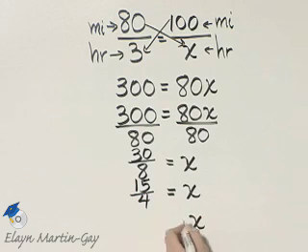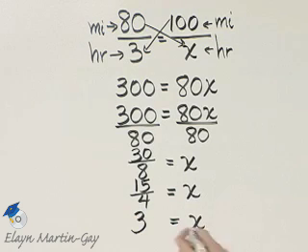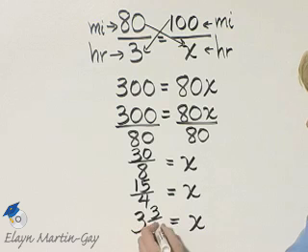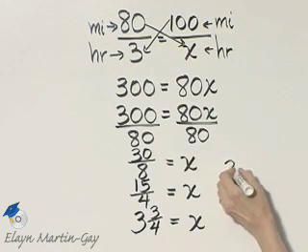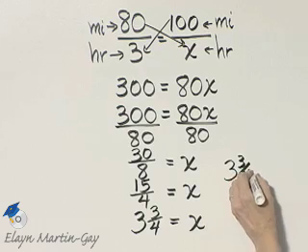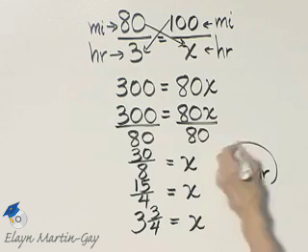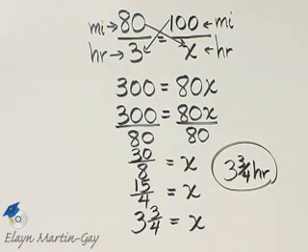Let's go ahead and write that as a mixed number. 4 divides into 15 3 times. 3 times 4 is 12, so my remainder is 3 fourths. What does that mean? It means it takes 3 3/4 hours then to drive the 100 miles.